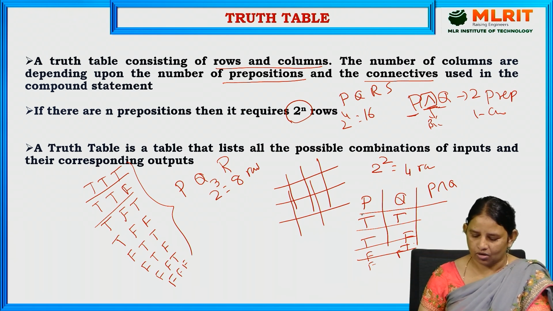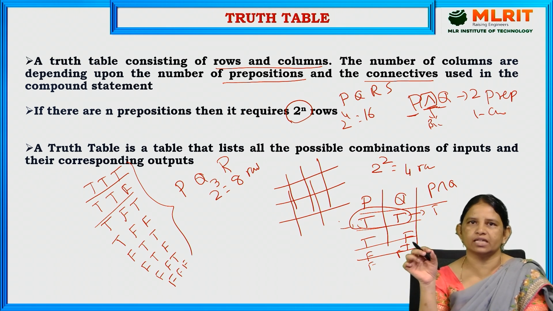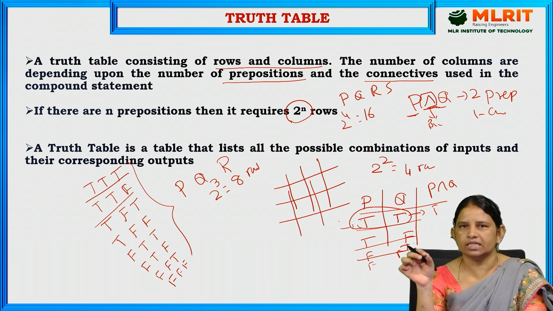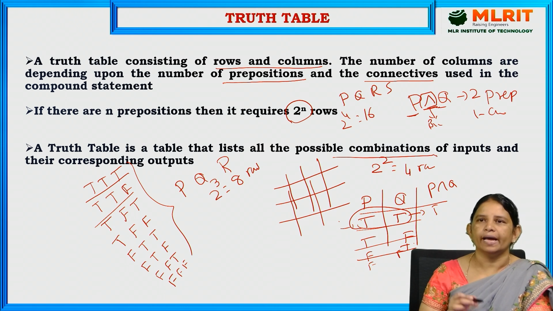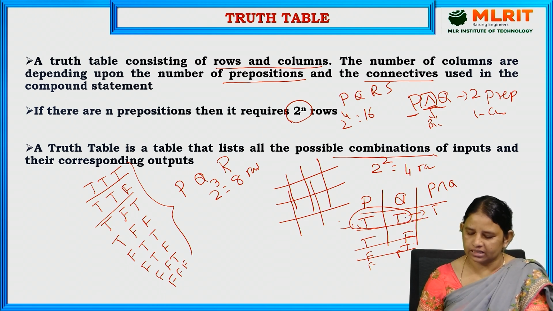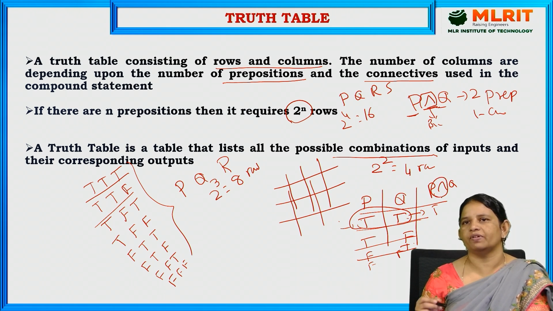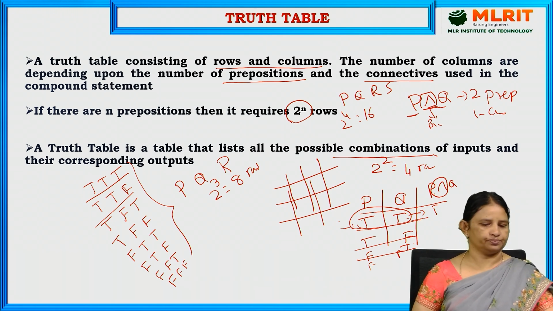So these are called inputs, and whatever result is returned is called the output. So finally we can say that a truth table is a table consisting of all possible combinations of inputs and their corresponding outputs. How we decide this output is based on the connectives. Based on the connective symbol, we can decide the corresponding output of the truth table.